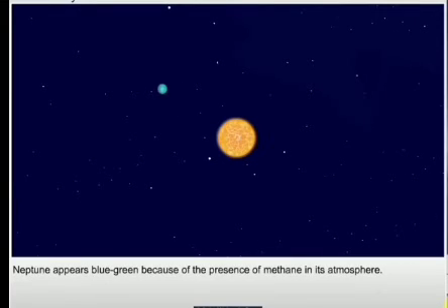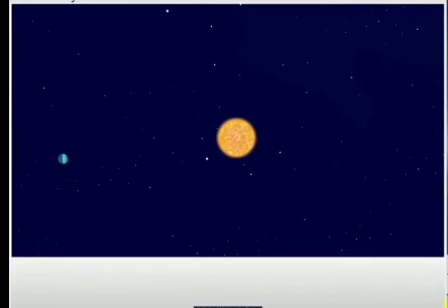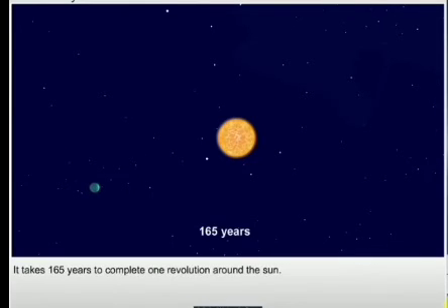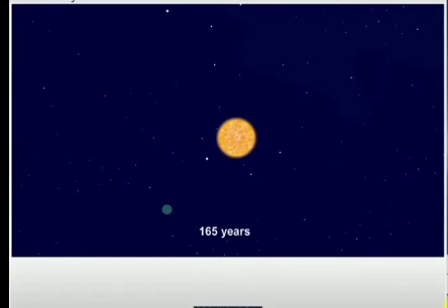Neptune appears blue-green because of the presence of methane in its atmosphere. It takes 165 years to complete one revolution around the Sun. Neptune has 13 satellites.